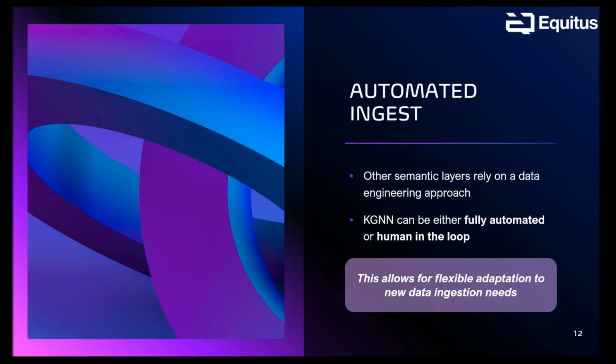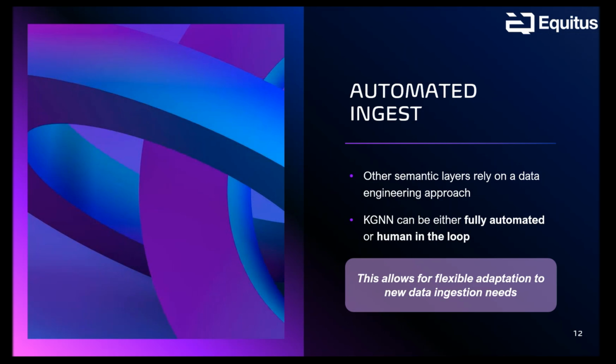KGNN takes a different approach. We build AI models to do the full suite of data ingestion tasks, so that when a customer wants to do a large-scale data ingestion, the only constraint on the scale is computing resources. If they can apply more computing resources, they can ingest more, and they can ingest faster.